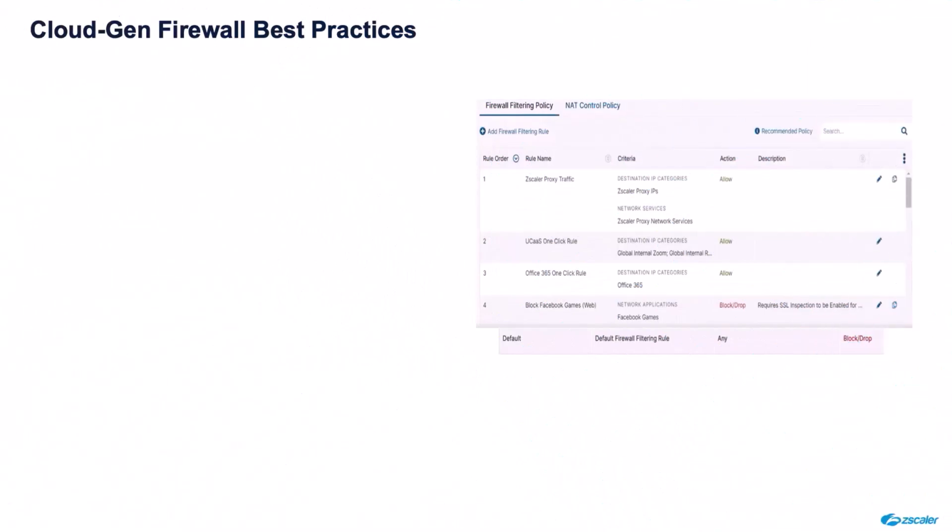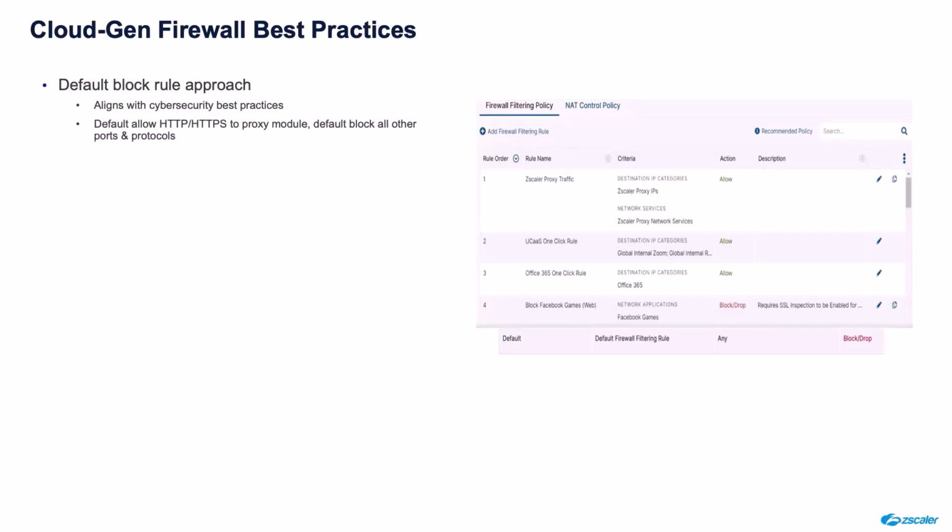Let me quickly talk about CloudGen firewall best practices. There are two schools of thought around how you can approach the default rule, whether to do default allow or default block. From a Zscaler perspective, the best practice and the default approach is that when a new tenant is created, we block the traffic as a block drop.